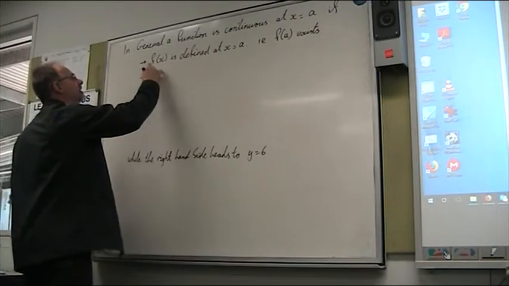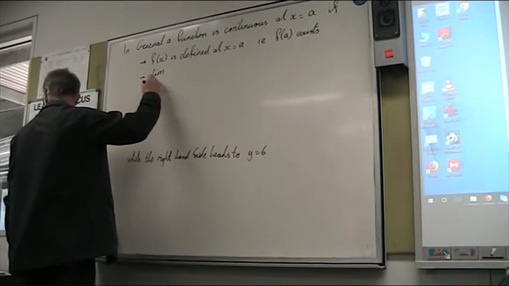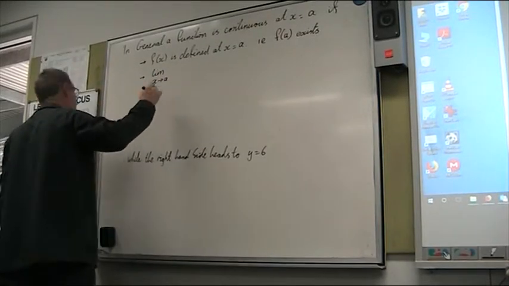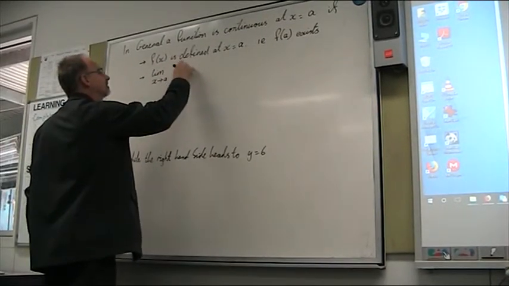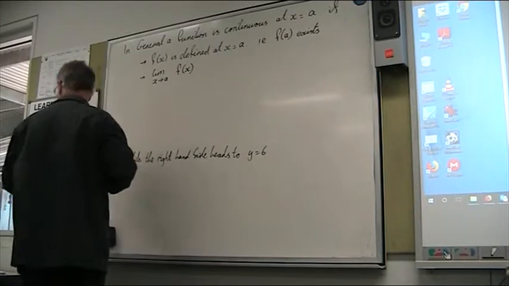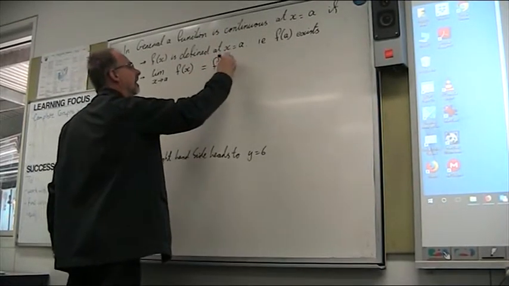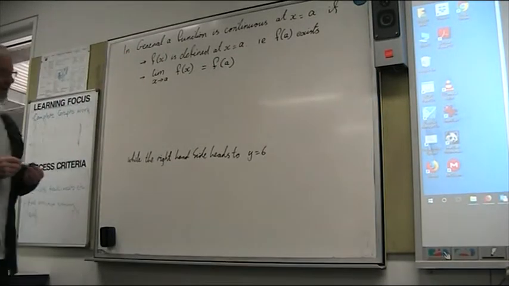All right, the other thing is that the limit as x tends to a of f of x also needs to equal f of a.